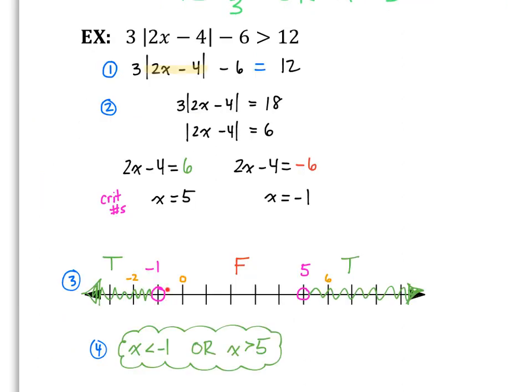When I plotted my critical numbers, make sure that you have open circles there at negative 1 and 5. Make sure that they're in proper order. I found that the left region was true, my middle region was false, but my right region was also true. So my final answer was x is less than negative 1 or x is greater than 5.